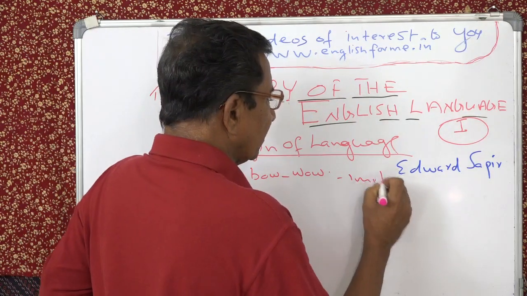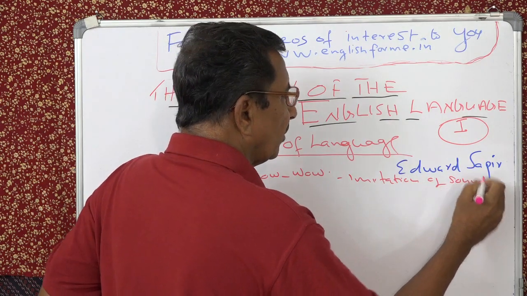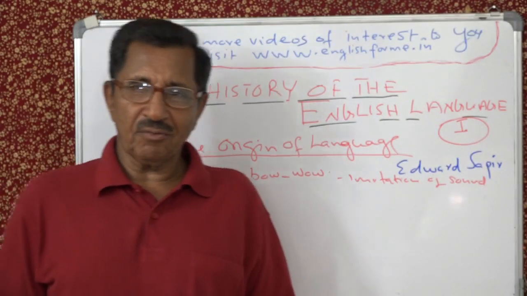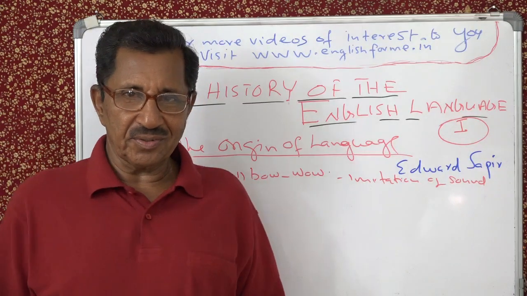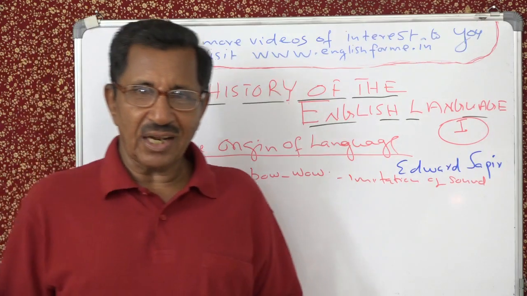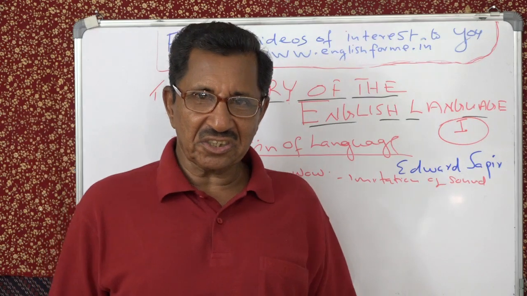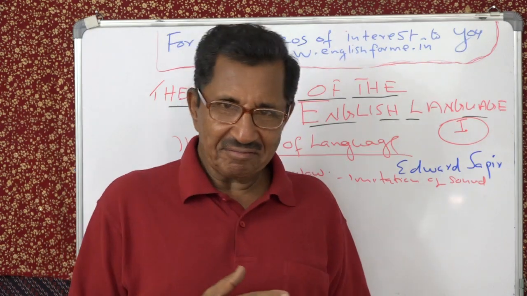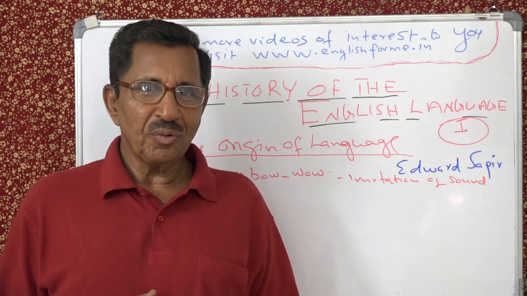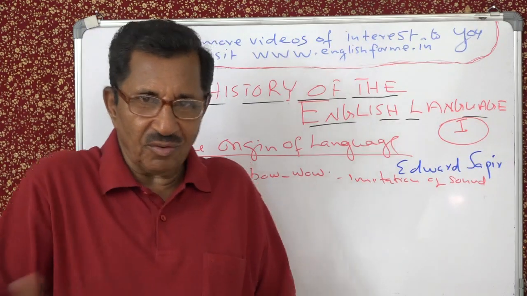You will find that even now, we have many onomatopoeic words, onomatopoeia. That means making words in imitation of sounds, like sh, crush, rush, bang, meow, cuckoo. So maybe one explanation. We cannot say this is the only explanation.